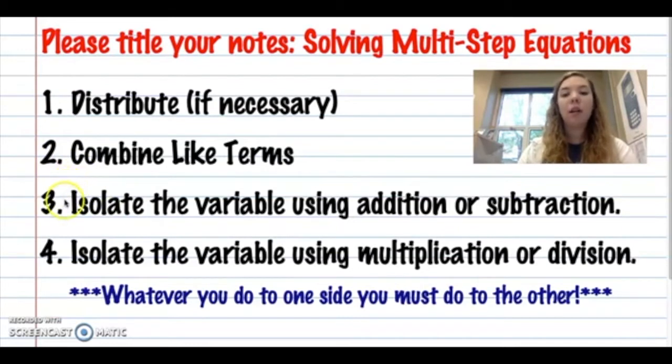So step 3, you need to isolate your variable by getting rid of the addition or subtraction first, and then getting rid of the multiplication or division. And then remember, anytime we're solving equations at all, whatever we do to one side, we're always doing to the other. So again, one more time, I want you to pause here and write these 4 down.